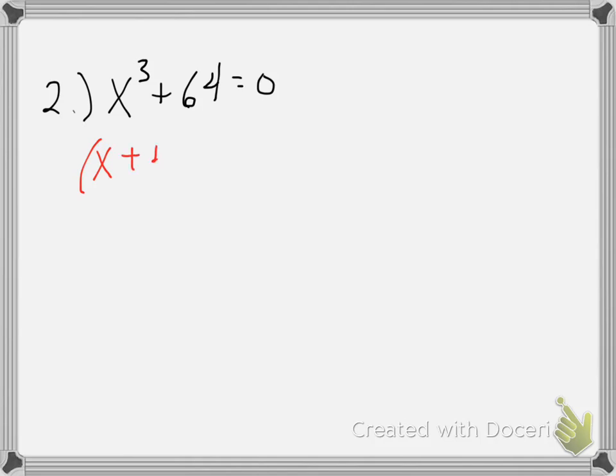On to number 2. You'll see that number 2 is different because it is the sum of two cubes. You have x cubed plus 64 equals 0. To solve this, we're going to factor it using our special pattern. So the cubed root of x cubed is just x, and the cubed root of 64, if you look at your chart from the notes on the first slide, that is 4.